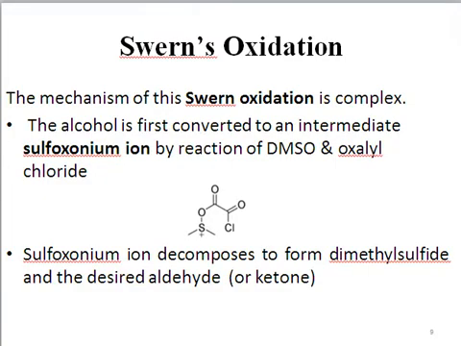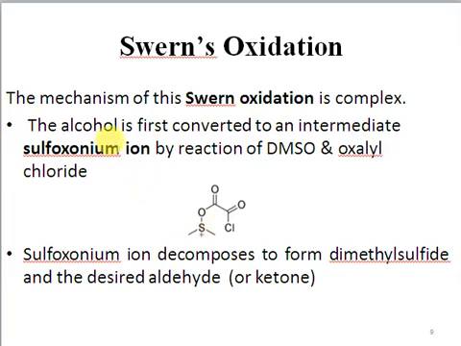The mechanism is a very complex one for this reaction. However, if we have to summarize it, the reaction involves firstly the conversion of these alcohols into the sulfoxonium ion by reaction of alcohol with DMSO and oxalyl chloride, right? So here we have the sulfoxonium ion. Sulf because that's sulfur, and oxo means that it's attached with an oxygen, and onium means there is a positive charge on sulfur, right?